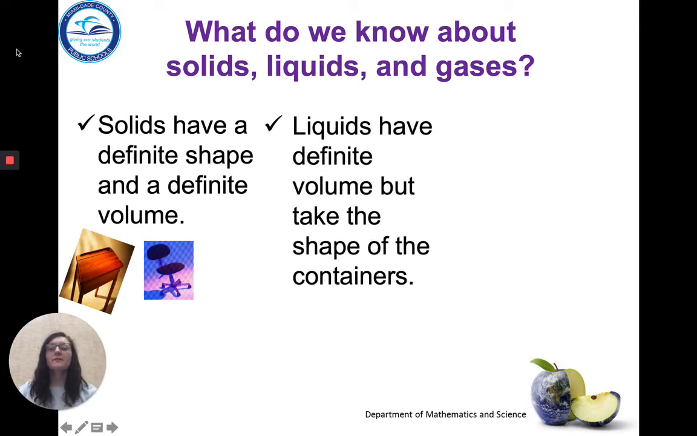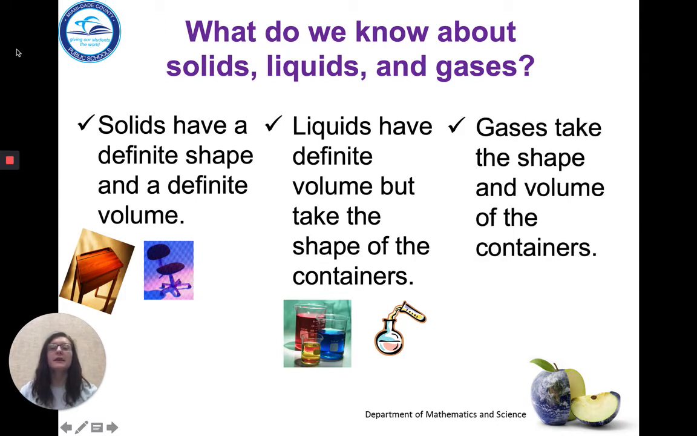Liquids have definite volume, but take the shape of their containers. So when you pour orange juice into a glass, it still takes up space, but it's going to take up the space depending on the shape and how big the container is. For example, we have some beakers here with some food coloring in them, so we can see that there is volume in there from the liquid, but it's taking that circular shape of the container.